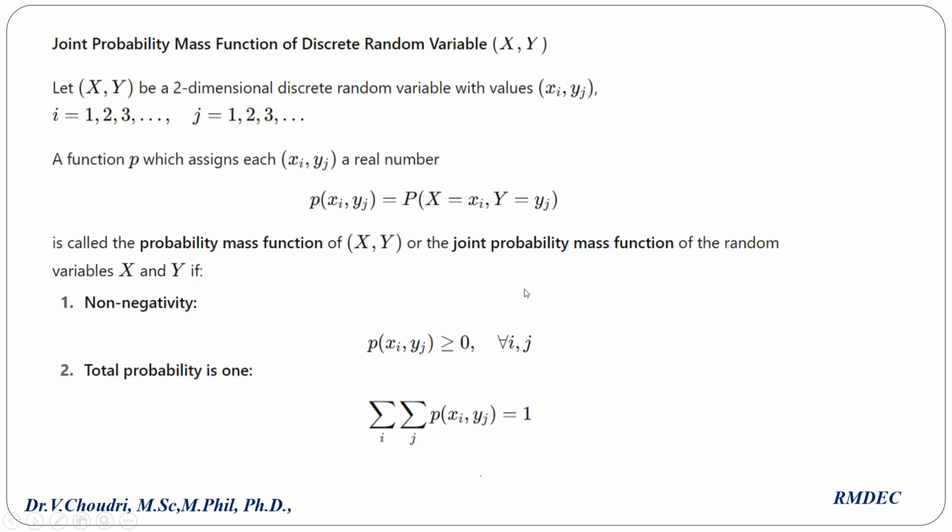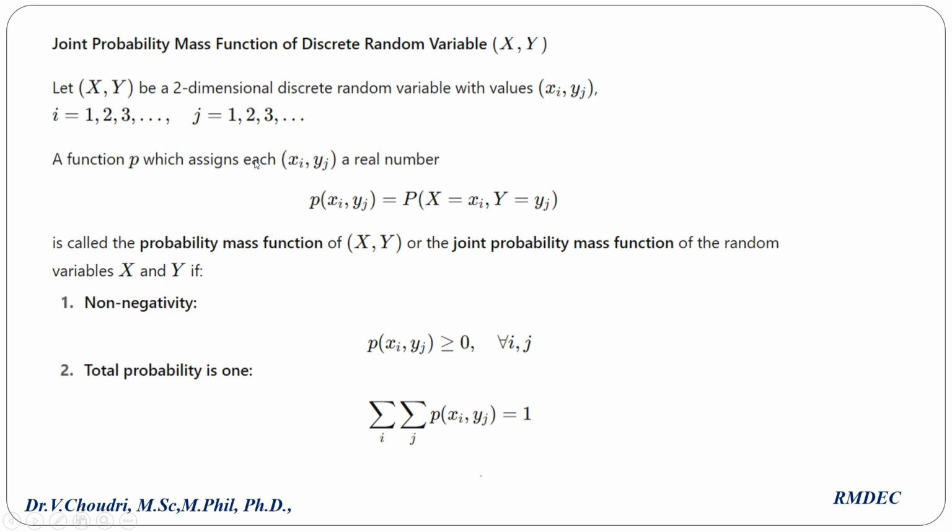Now let us come to the important topic, the joint probability mass function of a discrete random variable. Already we have seen the probability mass function of a discrete random variable x, that is P(x). Here there are two variables, x and y. So let (X, Y) be a two-dimensional discrete random variable with values (xi, yj). Here capital X and Y stand for the random variables, small xi and yj are the values, i equal to 1, 2, 3 up to etc., j equal to 1, 2, 3 up to etc.